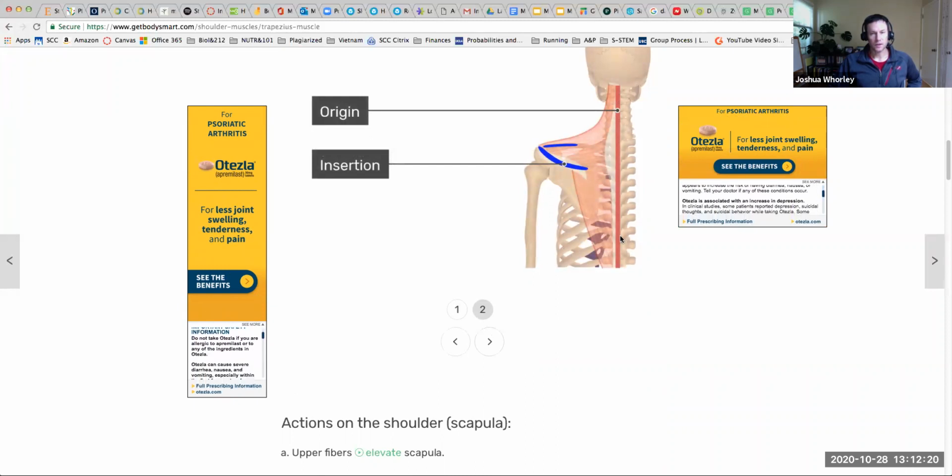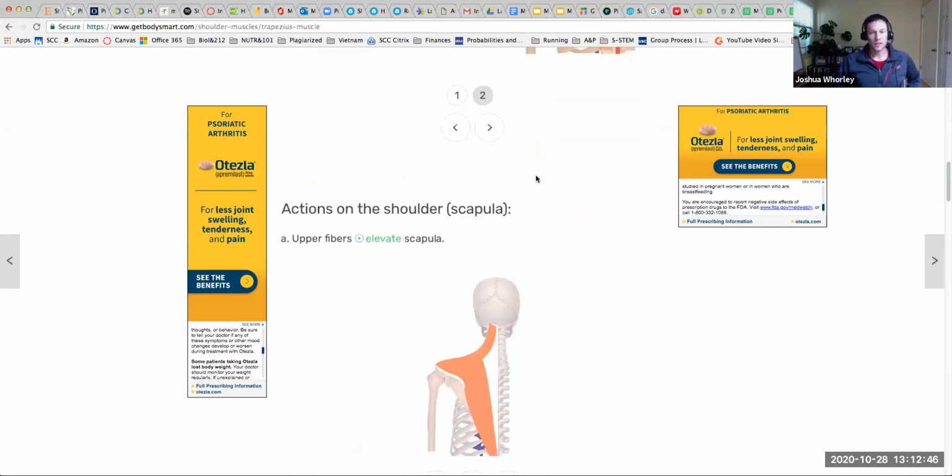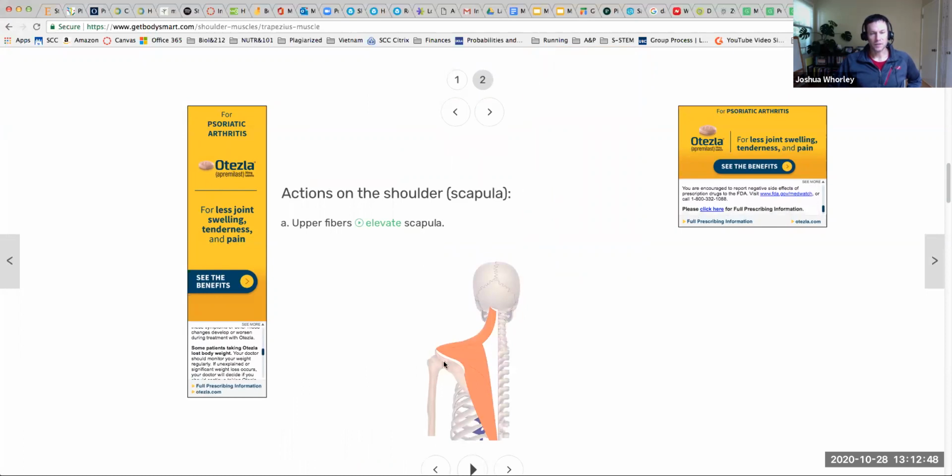Origin all along the spinous processes of the vertebrae, from cervical to lumbar, even an origin on the occipital bone. And then the insertion points are all across the spine of the scapula and the clavicle. So we have it wrapping around both sides, the spine of the scapula and the clavicle. Because of that, and because it has so many origins, when it pulls on these, a number of things can happen.